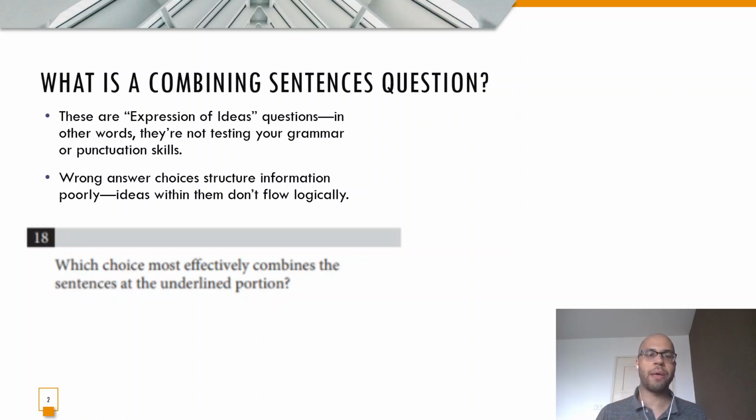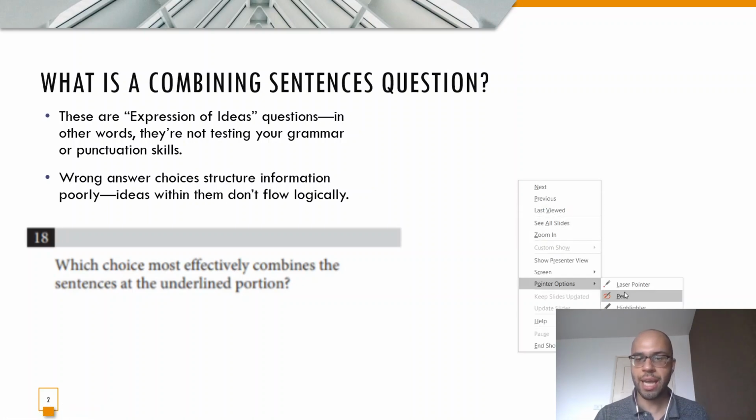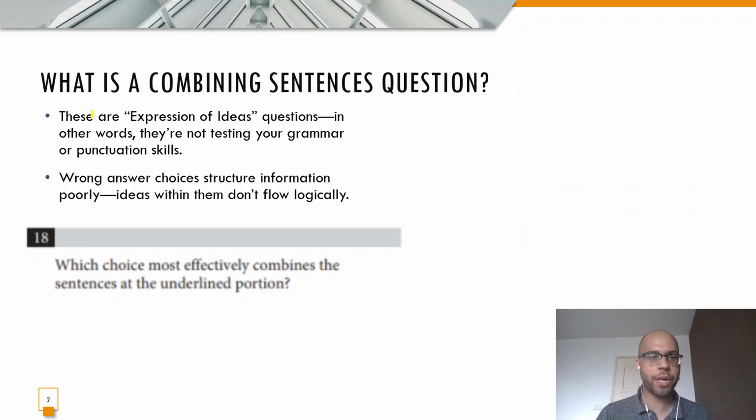Now, another key point about them that I want to make is that these are expression of ideas questions. Let me just get a pen here, or highlighter. So these are expression of ideas questions. And what I mean by that, sorry for that bad highlight, is that on the SAT writing test, there are two types of questions. There are what are known as standard English convention questions, and those test your knowledge of punctuation, grammar, those kinds of things. So you're looking at subject-verb agreement, you're looking at dangling modifiers, you're looking at those kinds of things. Now, with combining sentences questions, one of the important things to realize is that all of the answer choices are really grammatically correct. There's nothing that horrible about the grammar. I mean, there's not going to be subject-verb agreement errors. There are not going to be punctuation errors in these questions. So don't focus on that so much.